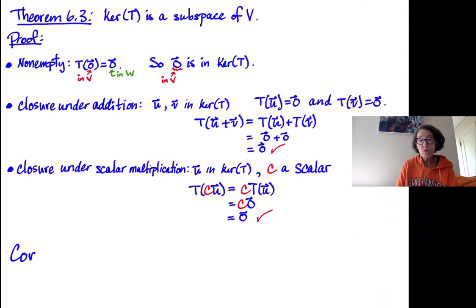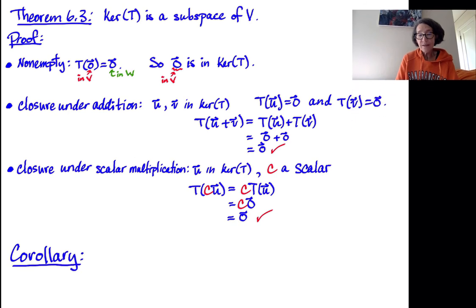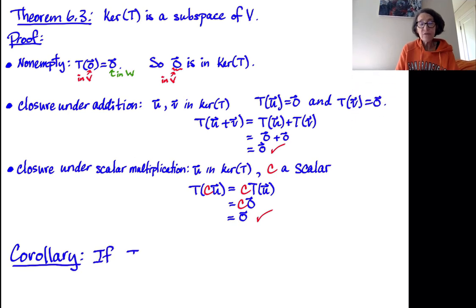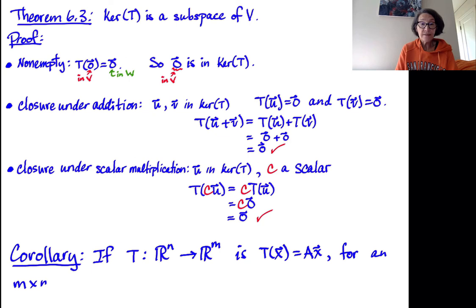And an easy corollary of this theorem says that if you happen to have a linear transformation from Rn to Rm, and it's defined by multiplication by a matrix A, where A is an m by n matrix, the kernel of that linear transformation is just the null space of the matrix.